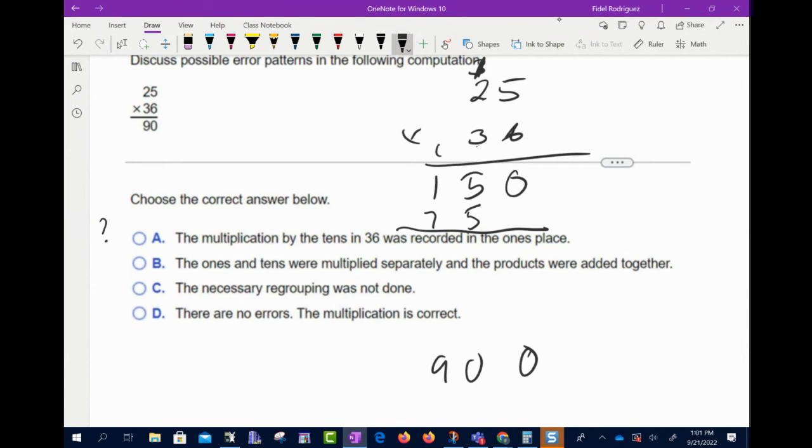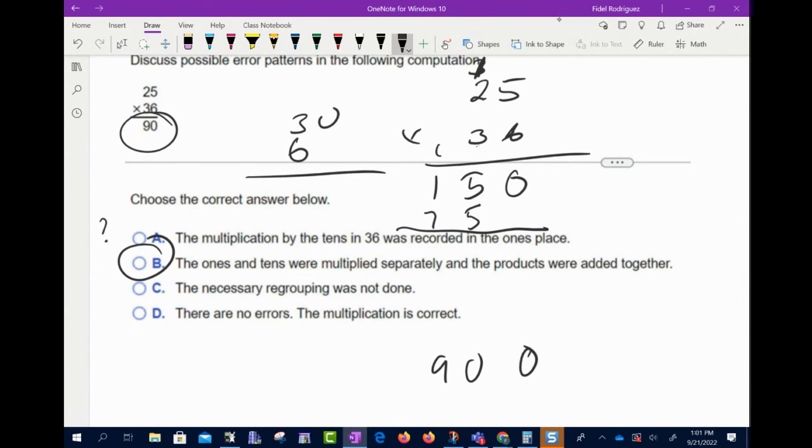Okay, it says the ones and the tens were multiplied separately and the products were added together. So guys, if they were saying the ones and the tens were multiplied separately and the products were added together, 6 times 5, that would give me 30. Those are the ones. The tens, 3 times 2 would give me 6. And if I were to add them together, wouldn't that give me the 90? So that looks like probably the best choice.